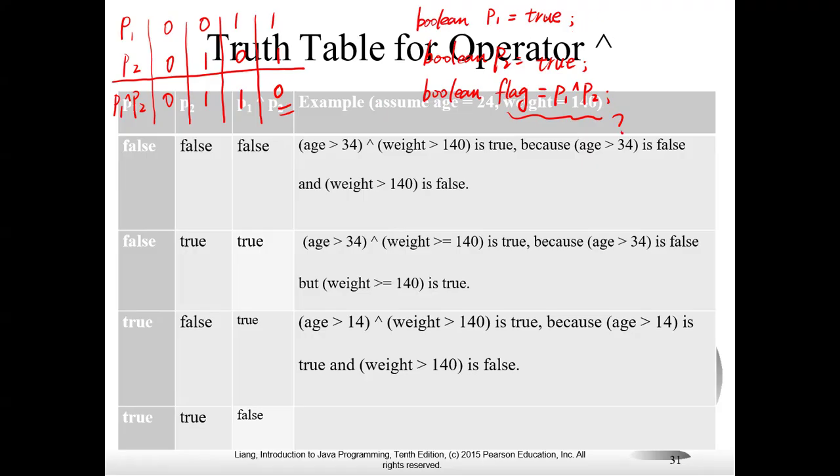But what if in another case, P1 is false, right? And P2 is true. So what is the value for the flag? We can check the truth table. P1 is false, that is this one, P1 is false, is 0. And P2 is true, that means P2 is 1 here, right? And the Boolean flag, which is P1 exclusive OR with P2, so we got this one. And then in this case, the flag is true.